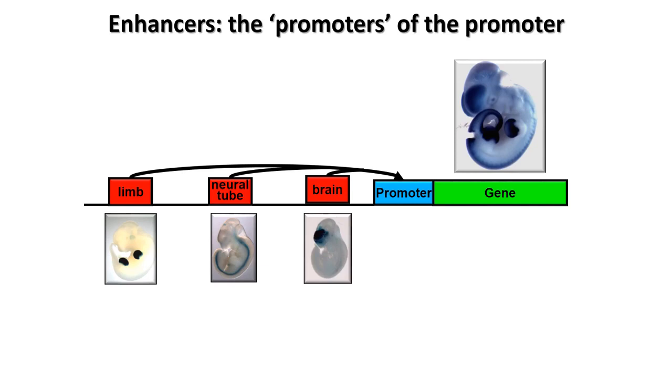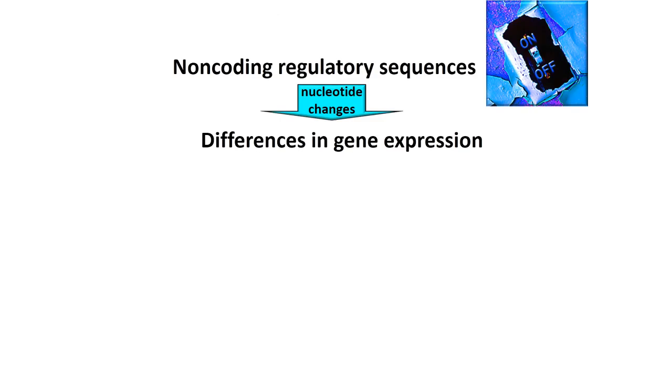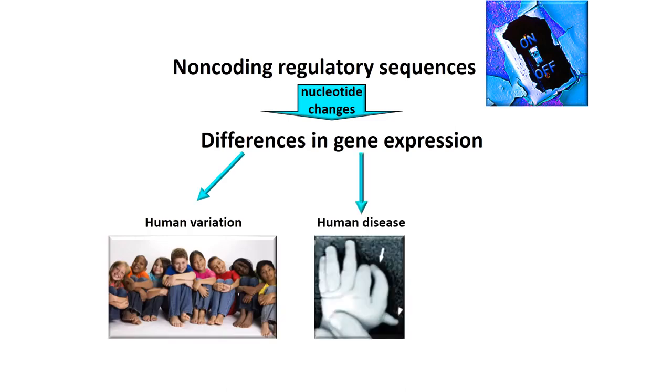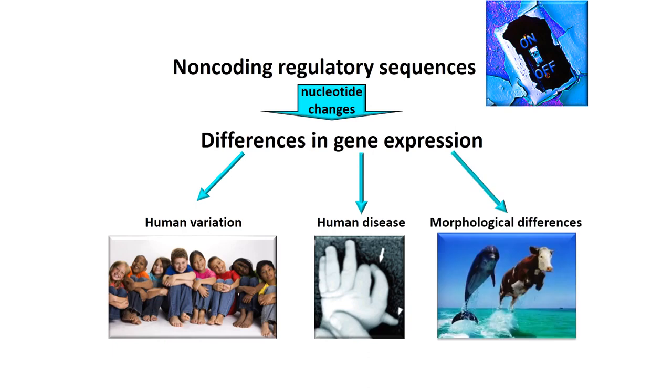And in addition to the promoter, this gene would likely have enhancers that tell it to turn on in the limb, in the neural tube, and in the brain, and combined with the promoter give this complex expression pattern. So the enhancers could be dubbed as the promoters of the promoter. Mutations in these enhancers could lead to differences in gene expression. Expression could lead to phenotypes like human variation, which I'll talk about at length here, and differences between species, all of which our lab has interest in.